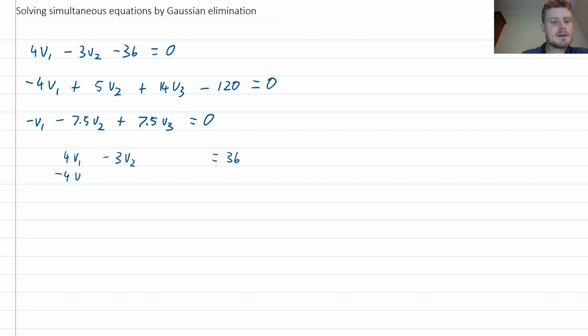So my second equation will look like this: minus 4v1 plus 5v2 plus 14v3 is equal to 120. And then my last equation, because I have this annoying decimal point, 7.5, I'm just going to multiply this equation by 2 just to give me integers. So I'm going to have minus 2v1 minus 15v2 plus 15v3 is equal to 0.